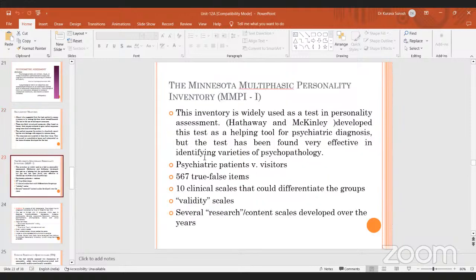The MMPI structure. MMPI, the Minnesota Multiphasic Personality Inventory, is a widely used personality test developed by Hathaway and McKinley as a helping tool for psychiatric diagnosis, identifying a variety of psychological problems. Psychiatric patients were given 550 true or false items. Ten clinical scales were conducted to differentiate the groups, and validity scales and several others were developed over the years.